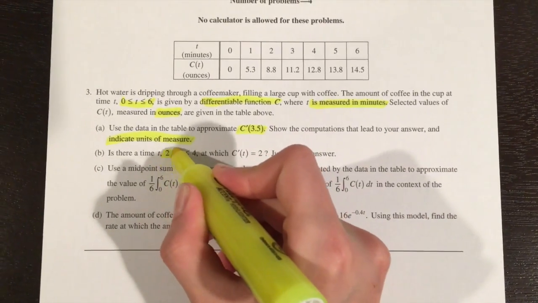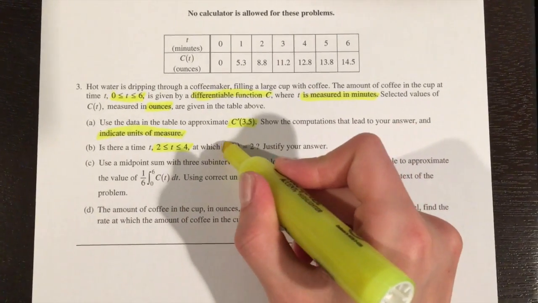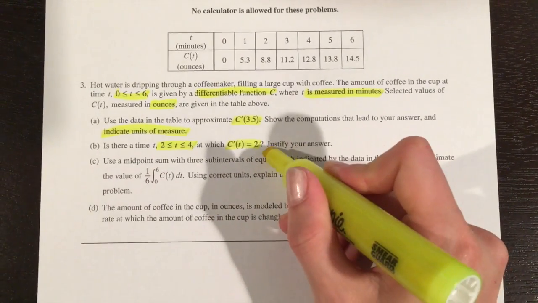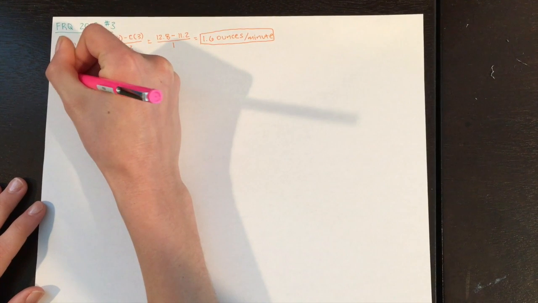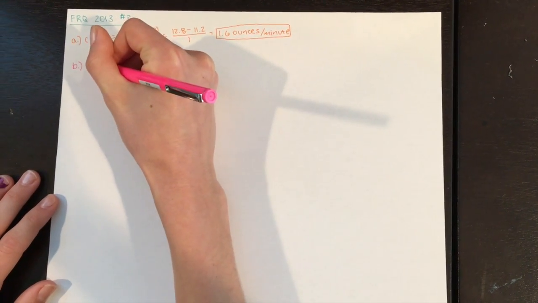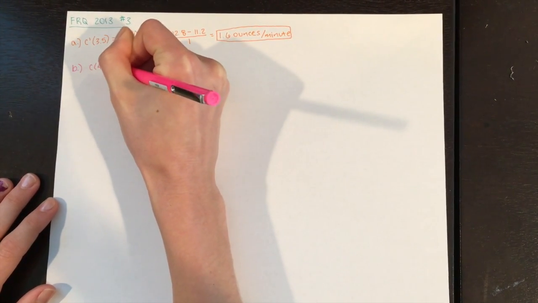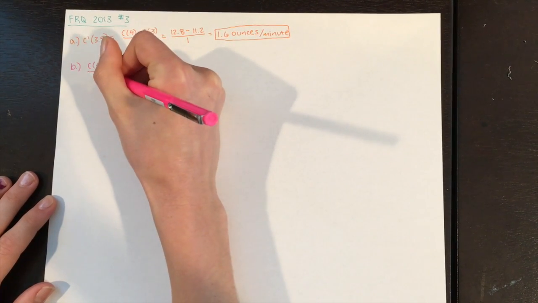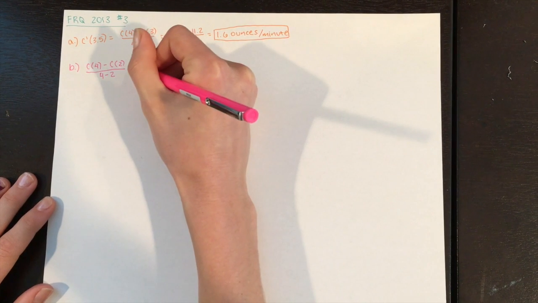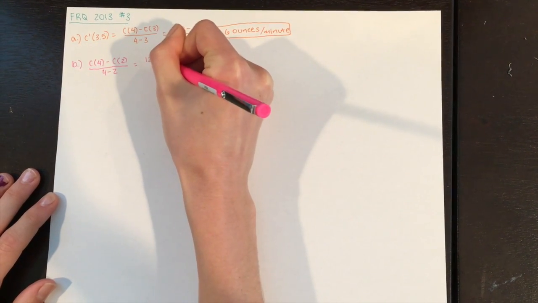So part B asks, is there a time t between 2 and 4 at which C prime of t equals 2? Justify your answer. With part B, in the original problem they said that C was differentiable, which means that it must be continuous also. If you have a function that's both differentiable and continuous, that means that you can use the mean value theorem.